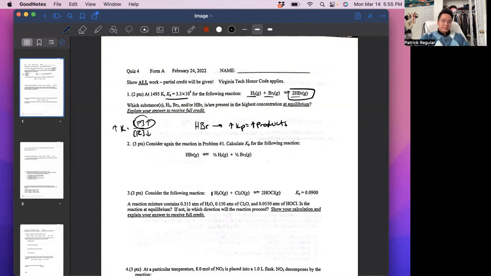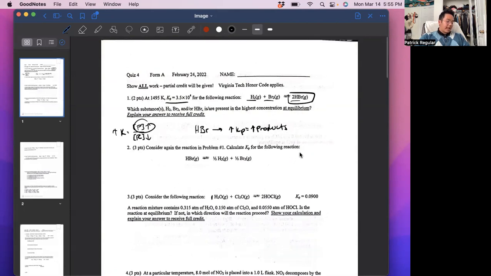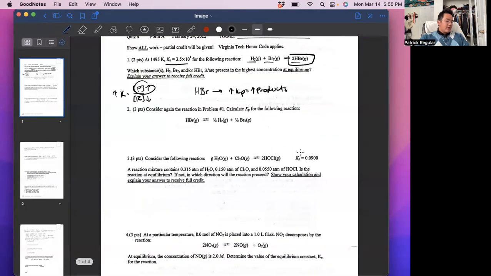All right, let's move on down. So we can consider the reaction from problem 1 again. Calculate the Kp for the following reaction. Well, right here we notice what's different from the first reaction is they flip-flop these. On top of that, look at the coefficients. They're half of what they were in the first reaction. So on top of that, we have our reciprocal rule, 1 over Kp, and our new Kp is also to the half power because it was halved.